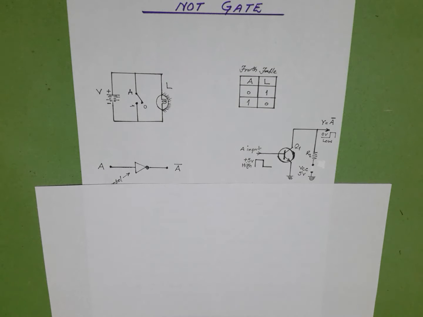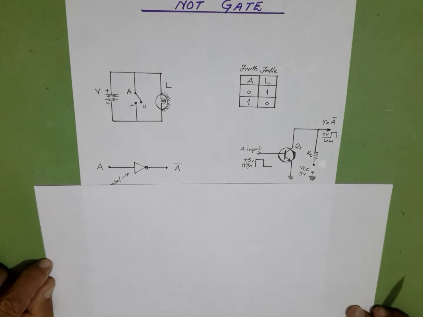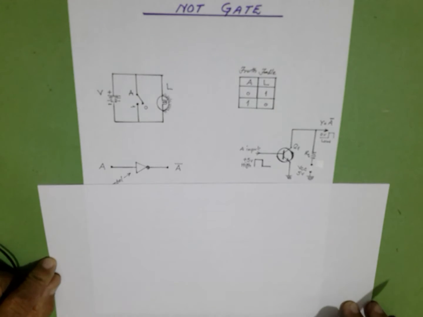The NOT gate is the simplest of all logic gates. It belongs to the family of basic logic gates, that is AND gate, OR gate and NOT gate. The NOT gate is the third gate which belongs to basic gates and is very simple.